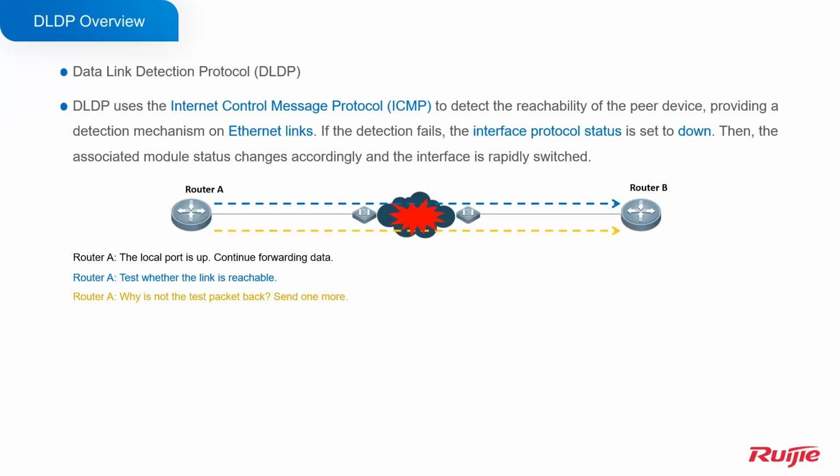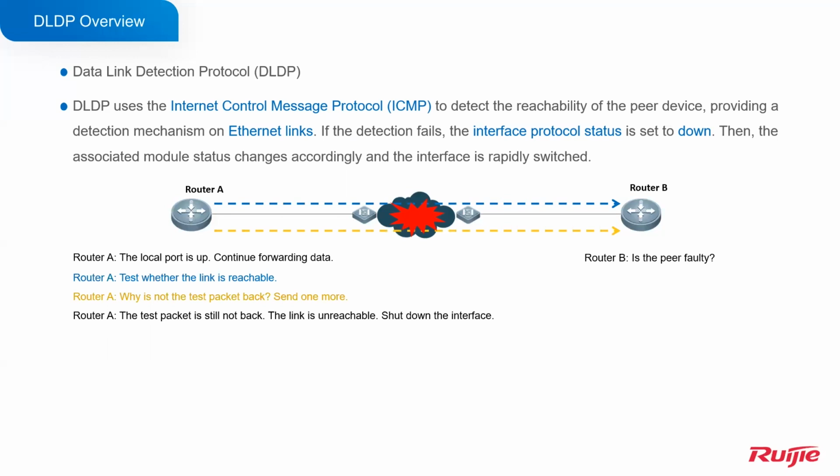So after a period, router A will send another message. Why is the test packet not back? Send one more. So it's asking the peer for another test packet response, but there's actually no response. Since the test packet is still not back, the link is unreachable, and we will shut down the interface.